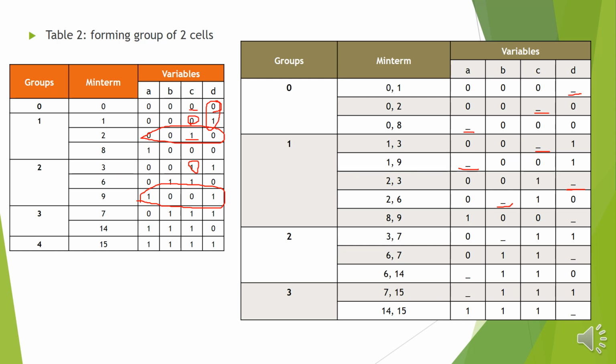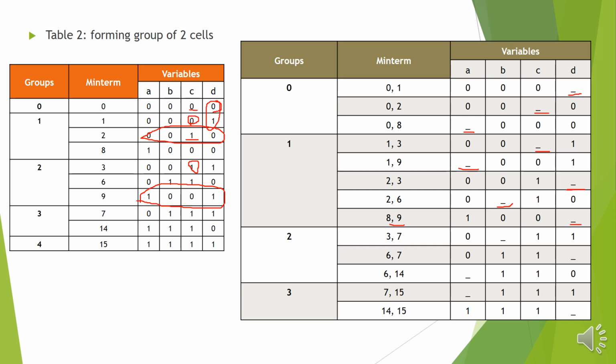Then I'll go with the 8. So 8 with 3 is not possible. 8 with 6 is not possible. 8 with 9 is possible. I have taken it here, you can observe. So this is where D is the logical adjacent cell.